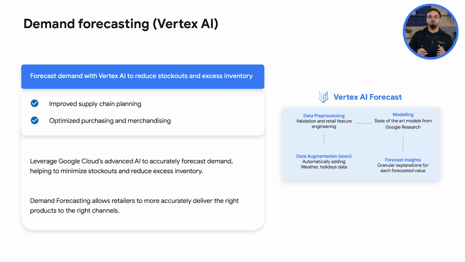So if you're looking for a way to improve your demand forecasting, Google Cloud is a great option. With Vertex AI Forecasting, you can automate and improve your process and get more accurate predictions. Google Cloud can help you improve your merchandising decisions by providing insights into which products are selling well and which products are not. This can help you place products in the right locations and promote them in the right way.